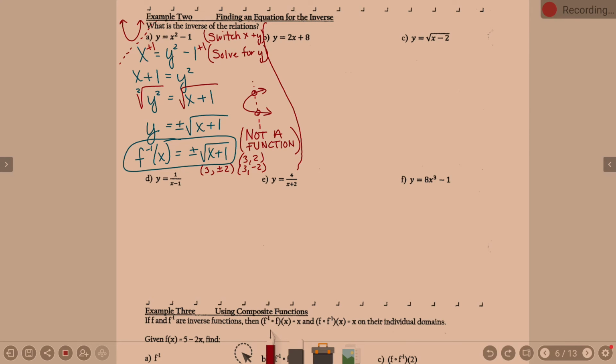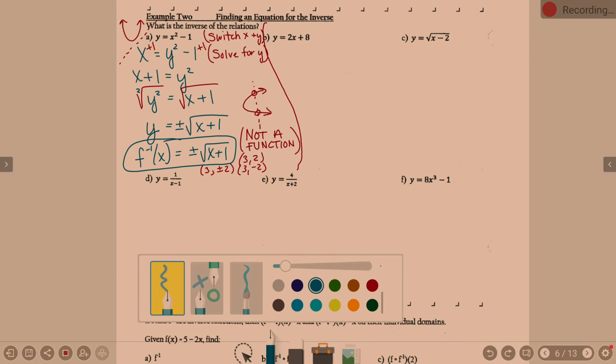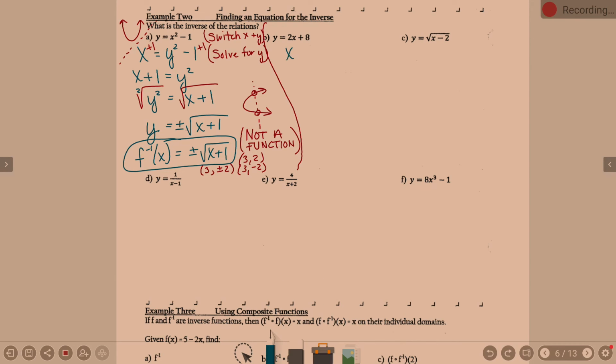Okay, we're supposed to be doing B next. I promise. I kind of ran out of room, but okay. Try this again now. Got the basic steps? If it's y equals 2x plus 8, what's the first step in trying to find the inverse? Switch, right? So we're going to switch x and y. So instead of writing y equals, I'm going to write x equals. Instead of writing 2x plus 8, I'm going to write 2y plus 8.